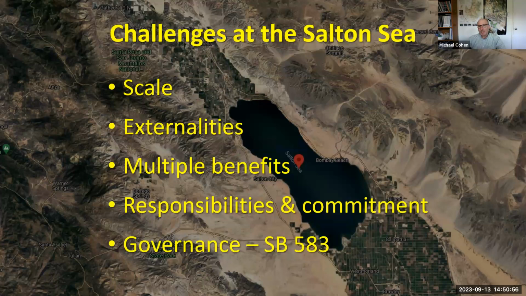There's a host of challenges at the Salton Sea. I'm just going to, again, highlight at a very high level some of these. Again, the scale of the Salton Sea: it's a huge body of water, some 314 square miles right now. Again, it's shrunk some 50 square miles. It's the largest body of water in the state of California, some 35 miles lengthwise, about 9 to 15 miles in width.